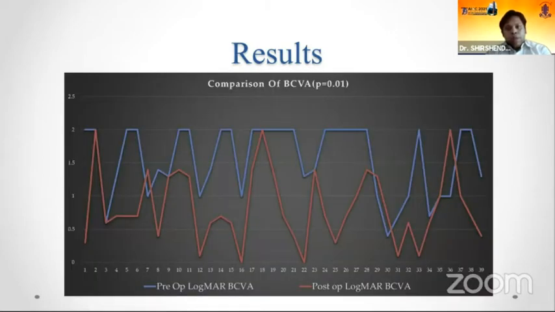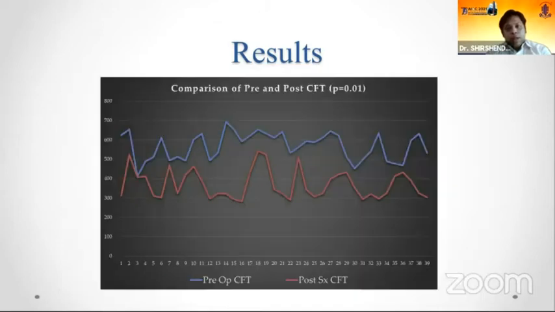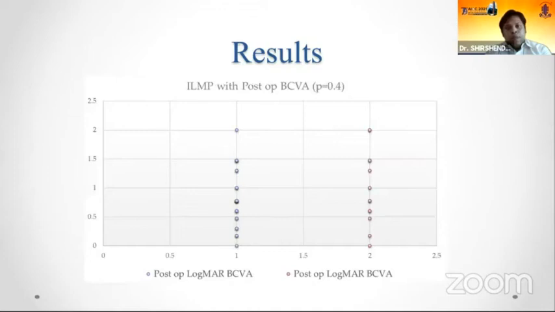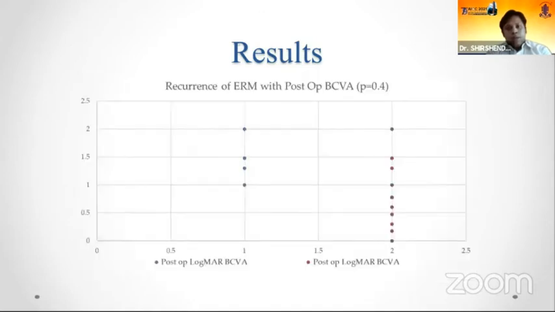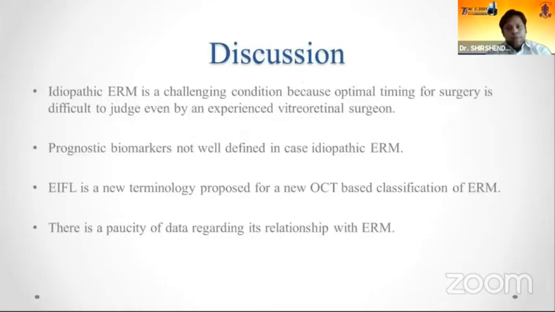When we compared the BCVA, there was a significant improvement of vision after surgery, and a significant reduction of central foveal thickness after surgery. ILM peeling was not noted to have any significant impact on post-op BCVA or duration of ectopic fovea resolution. The recurrence of ERM also did not have any significant impact on post-op BCVA.